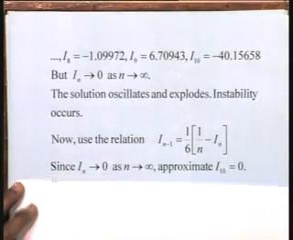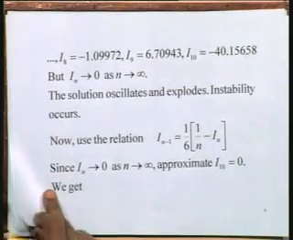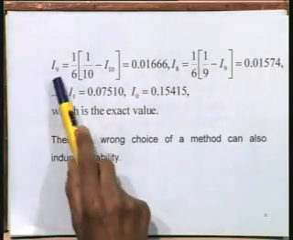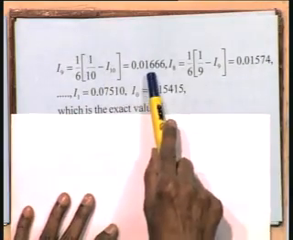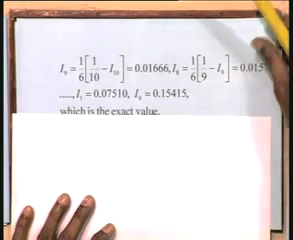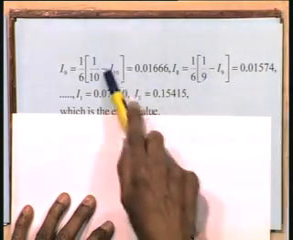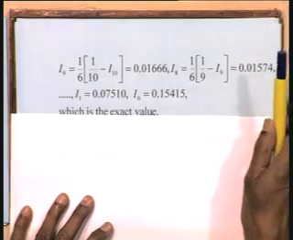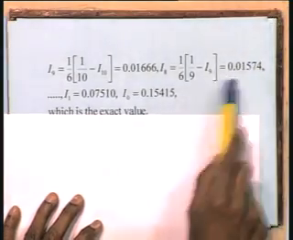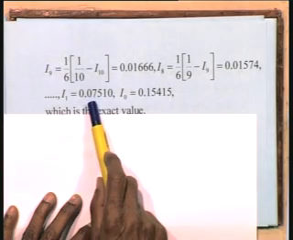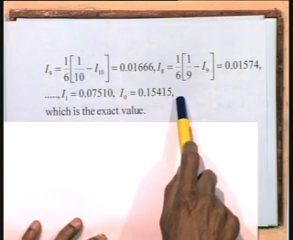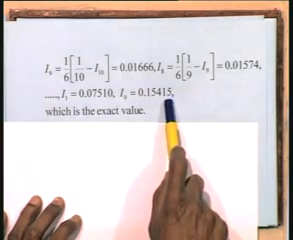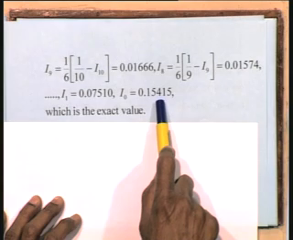So, I can now work backwards and then we will get here I 9 will be 1 by 6, 1 by 10 minus 1 by 10, I 10. So, this was taken as 0, this is simply 1 upon 60, that is 0.1666. Then I work backwards, I 8 is 1 by 6, 1 by 9 minus I 9, substitute this here, I get 0.1574. And now I work backwards, I get I 1 is 0.07510, I 0 is 0.1545, which is the exact value. See here, when worked backwards, I have got the exact value of I 0.